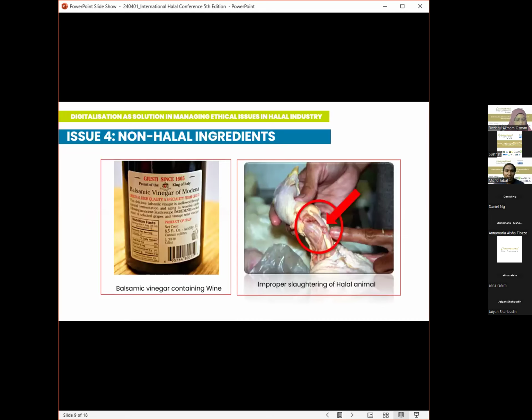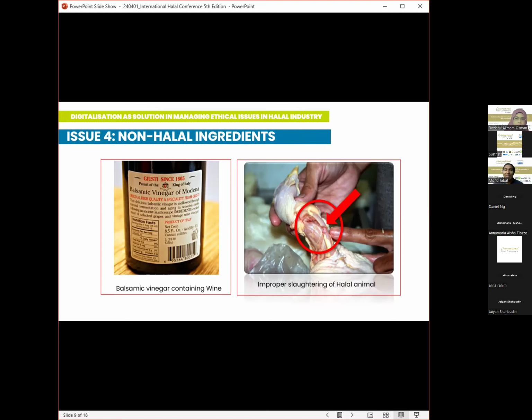And then, instead of only doubtful ingredients, we also have a problem with non-halal ingredients. This is something happening in Malaysia, where balsamic vinegar is commonly used.